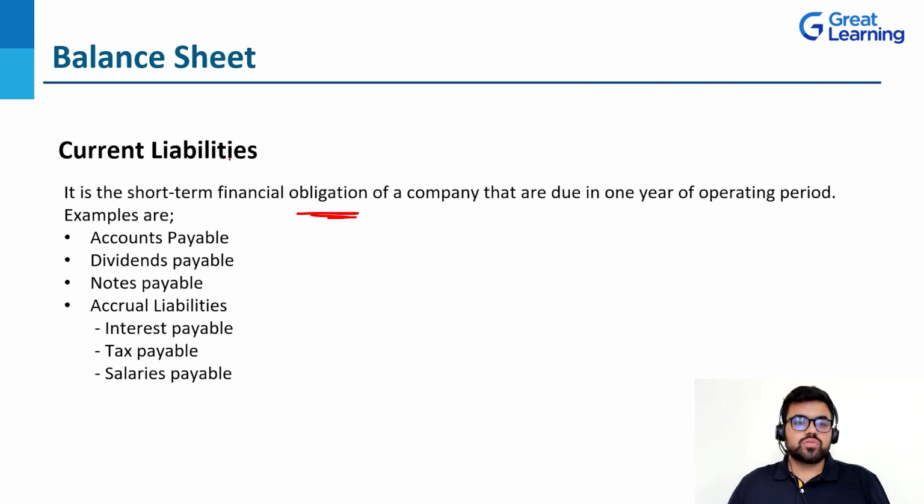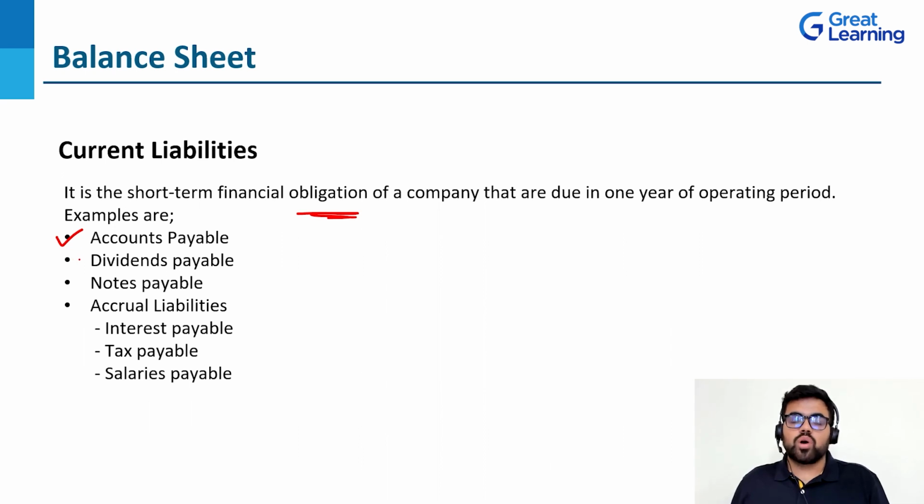Now the examples would include, first, accounts payable. Now accounts payable is an amount that is owed to a supplier of the company, a primary supplier or vendor, that it needs to repay within a year. That would come under accounts payable. Second is dividends payable. Dividends are for when the company is very profitable and has extra money that it wants to give back to its shareholders, the ones who have bought its shares. So that would come under dividends payable.